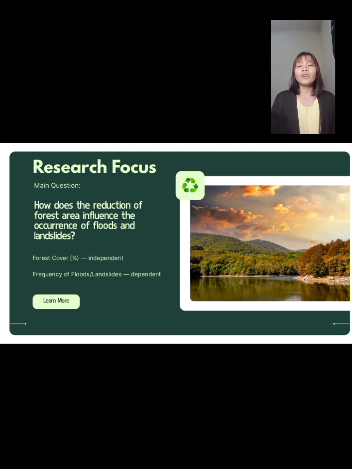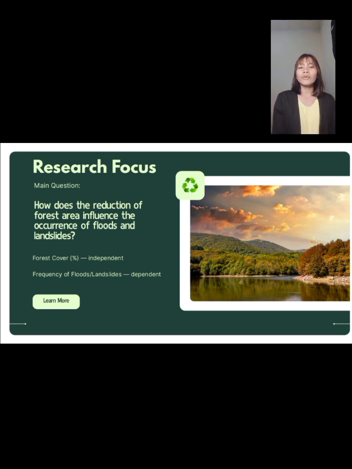This study focuses not only on identifying the pattern, but also on explaining the reasons behind it. We expect that less forest means less absorption of rainwater, leading to more flooding events. We also want to see how big this effect is and whether it happens consistently across different regions in Indonesia.